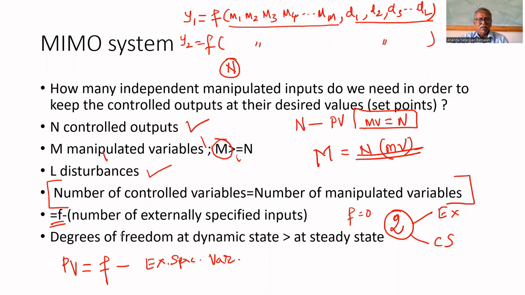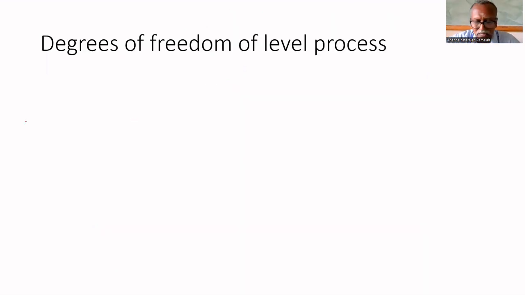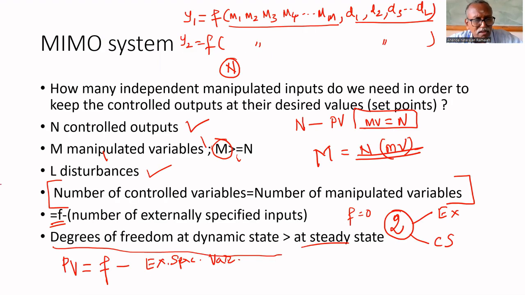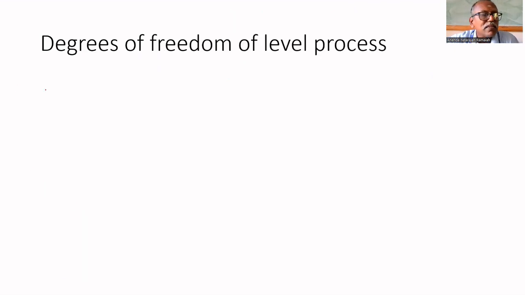The degrees of freedom at dynamic state is always greater than at steady state. If you consider a level process, what is a level process? After seeing the degrees of freedom of the level process, we'll see that the degrees of freedom at dynamic state is greater than at steady state.